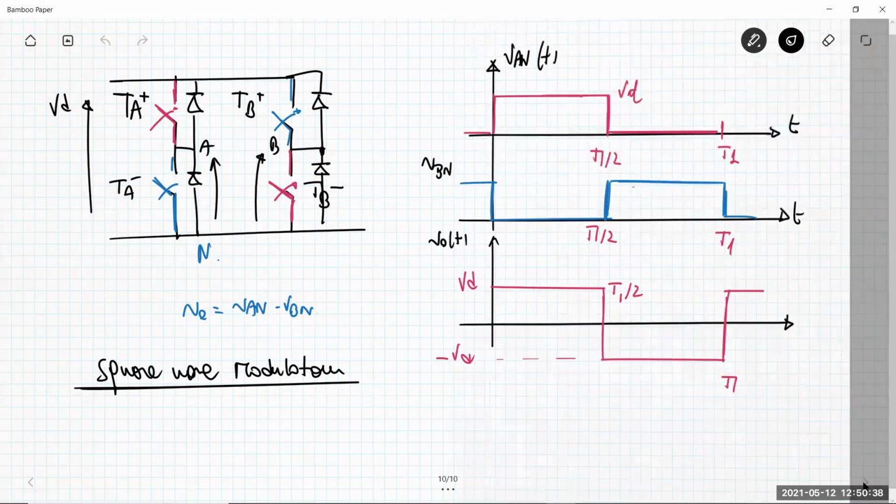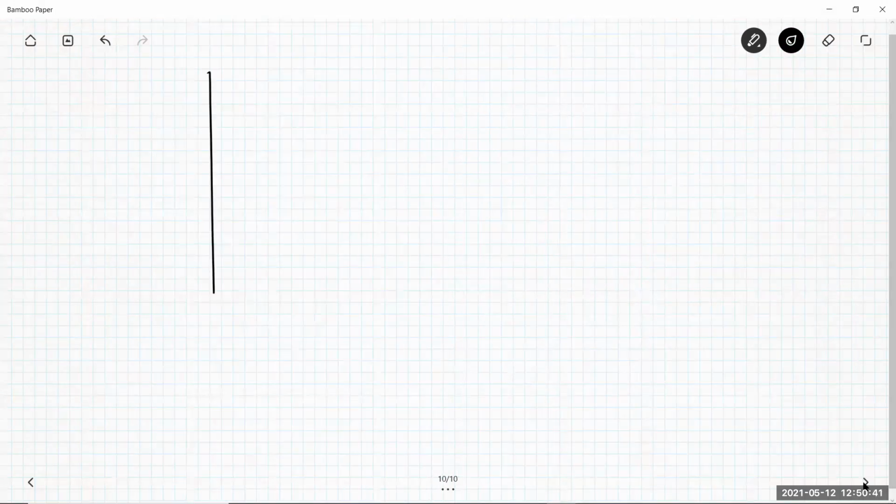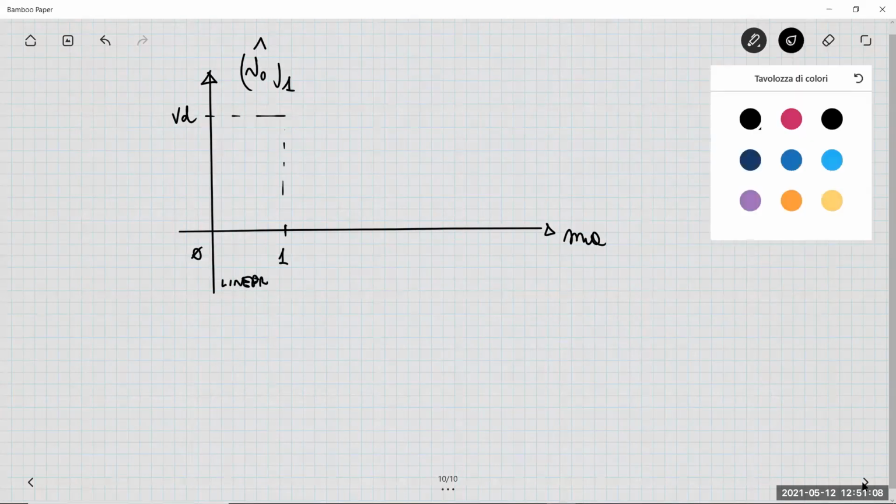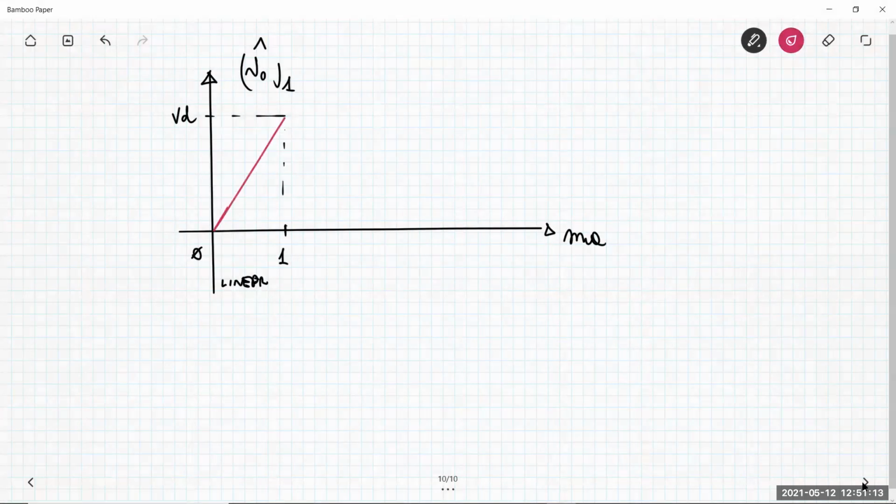I put the peak value of the fundamental frequency component of the output versus MA, okay? Summarizing what I said up to now, we have a linear range of variation in which at the maximum you can obtain VD, and you can obtain VD as the maximum, linearly varying the amplitude of the control voltage.